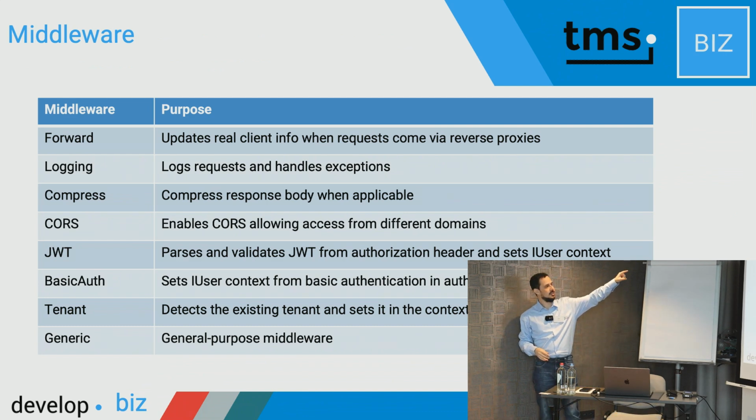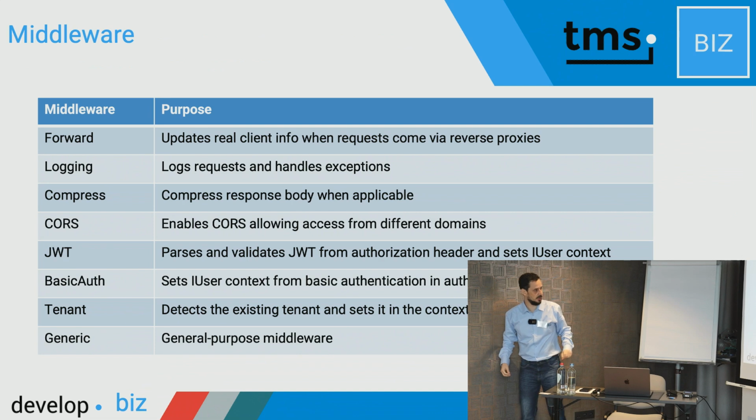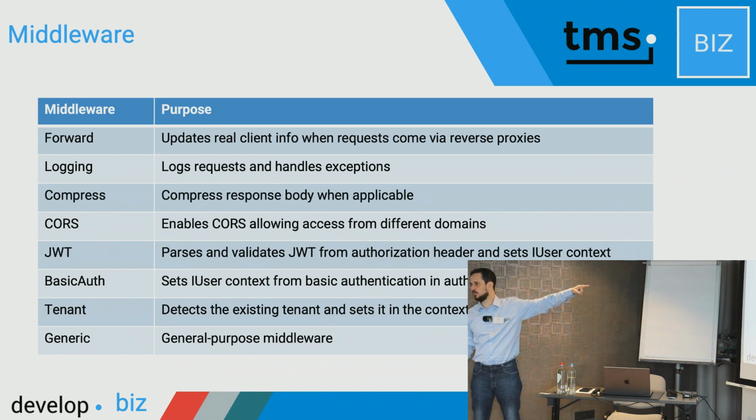Also interesting here, the order of the middleware is important. Because, for example, if you have this order in your application, and a request comes in and reaches the JSON Web Token middleware, which is about authentication, the JSON Web Token middleware can reject the request if it's not allowed.